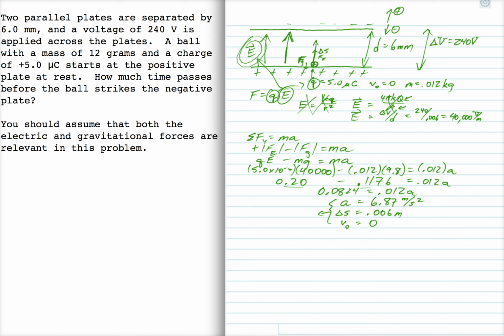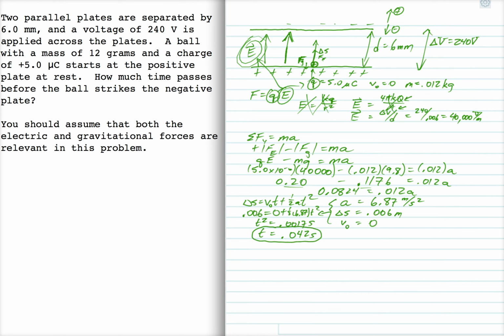I can say that delta s is equal to v naught t plus 1/2 at squared. So 0.006 is equal to 0 plus 1/2 at squared. Then if I do a little calculation here, I get t squared is 0.00175, and t is 0.042 seconds. There's the time I'm looking for.